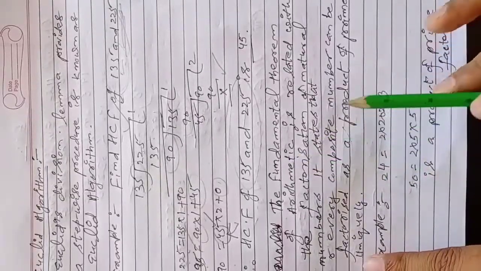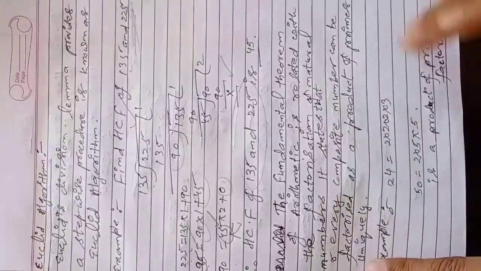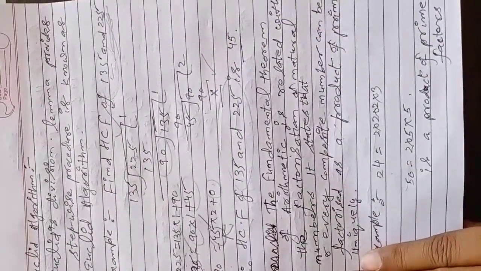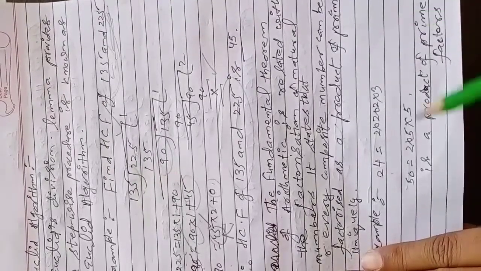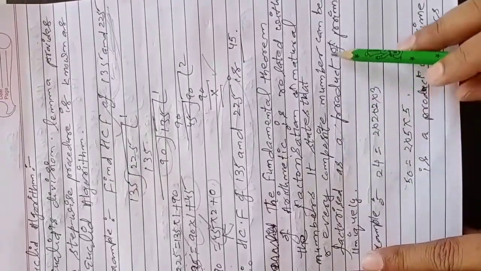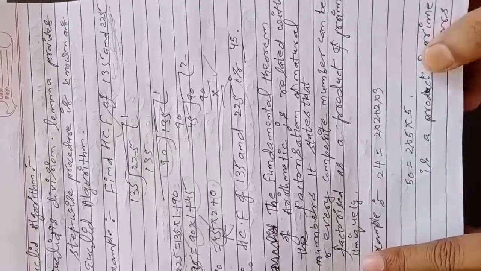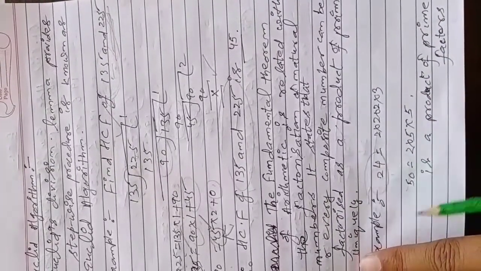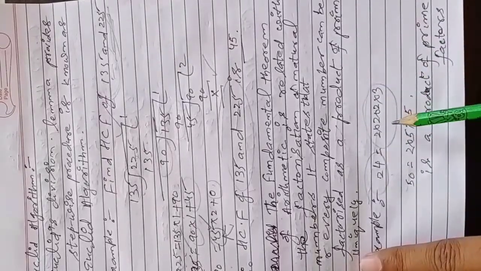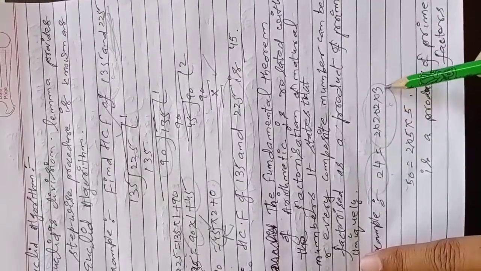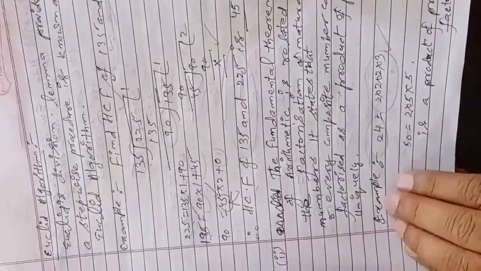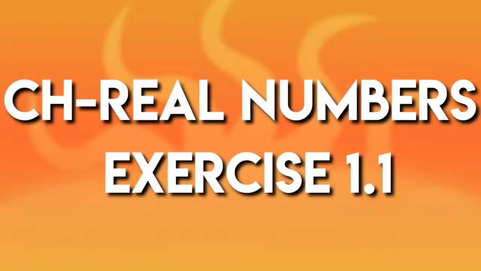Now one more theorem we have, the fundamental theorem of arithmetic. It is related to the factorization of natural numbers. It states that every composite number can be factorized as a product of primes uniquely. Like you have 24, you can factorize this as 2 into 2 into 2 into 3. Like 50 is equal to 2 into 5 into 5. So this is the fundamental theorem of arithmetic.